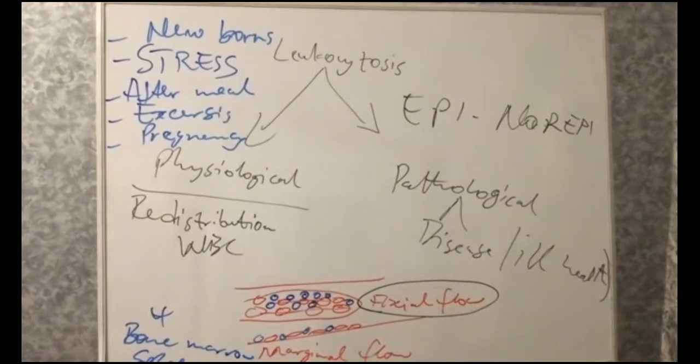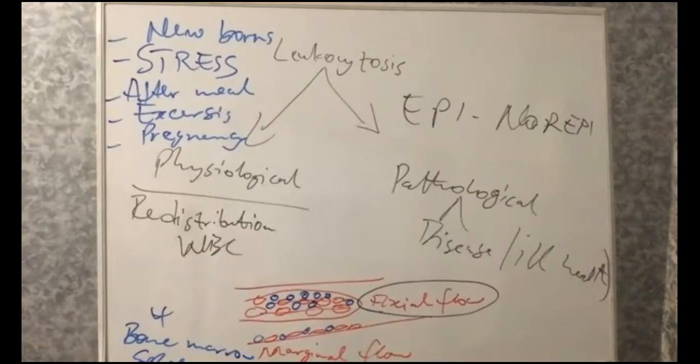So in a stressful condition like after exams, if the patient's white blood cell count increases, it is because there's redistribution of the white blood cells into the axial flow. Okay. Yes, sir. So please, my question is, what role do the catecholamines, that is the norepinephrine and the epinephrine, play?